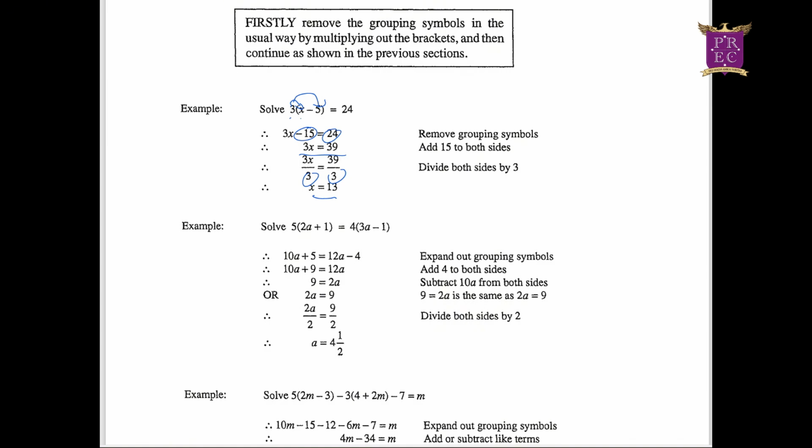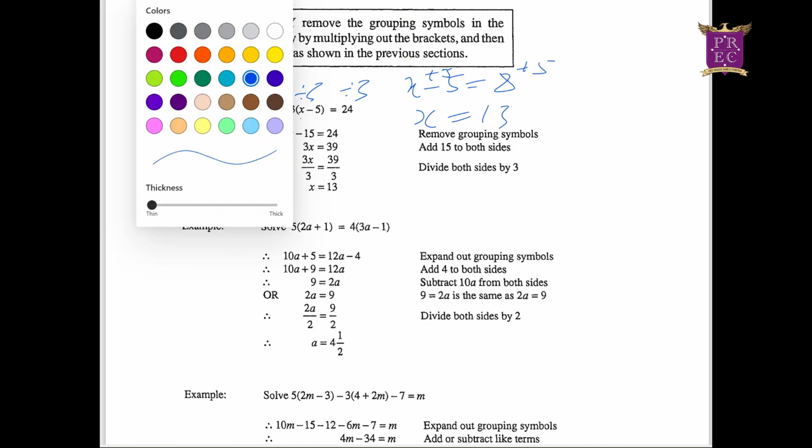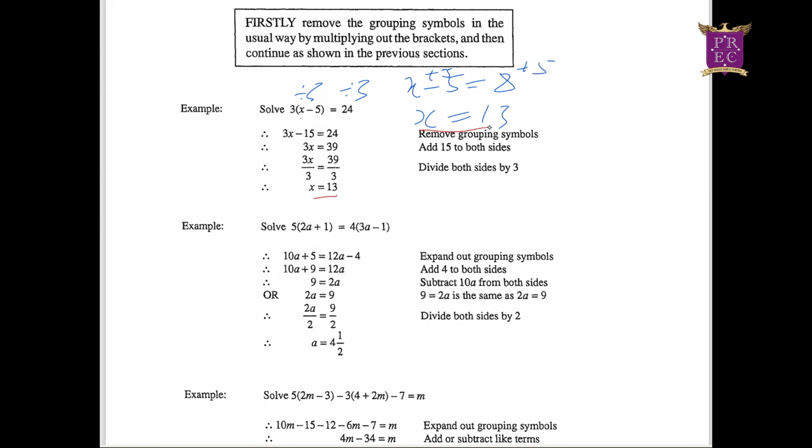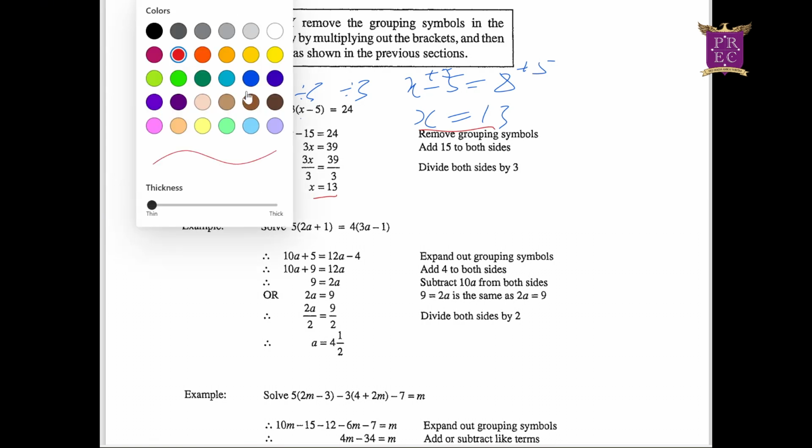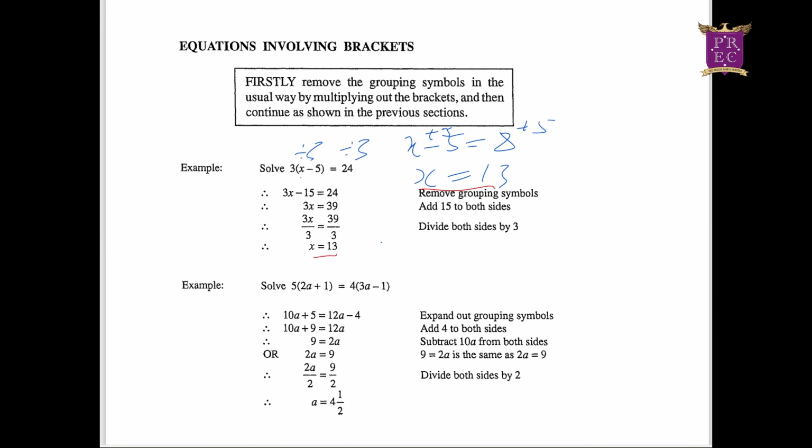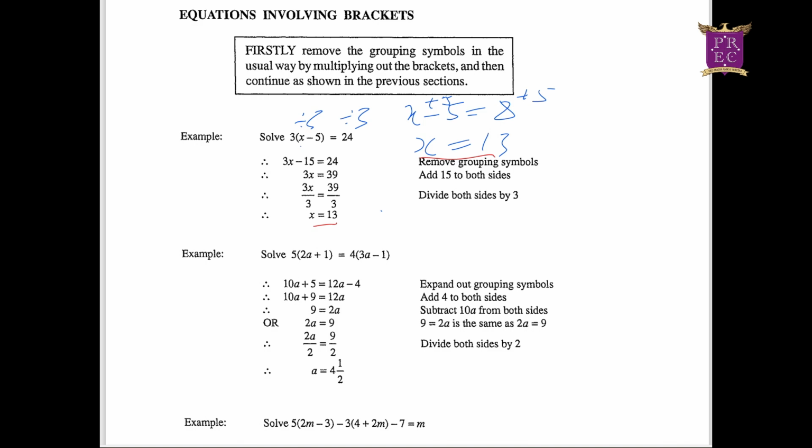Another way you could have solved this equation is instead of expanding first, you could have divided both sides of your equation by 3 first, which would give you x minus 5 equals 8, and then you could add 5 to both sides, which gives us x equals 13. So as you can see, that gave us the same answer, but we just did our inverse operations in a different order. So there are various different ways you can do the order of your inverse operations as long as it's correct.